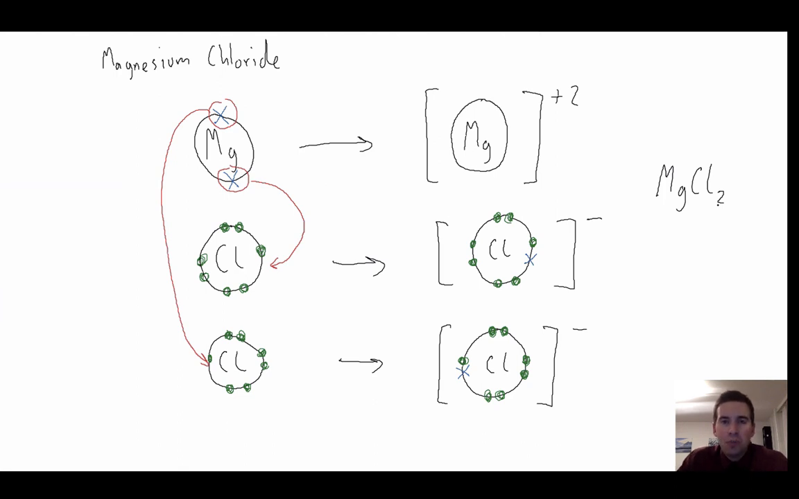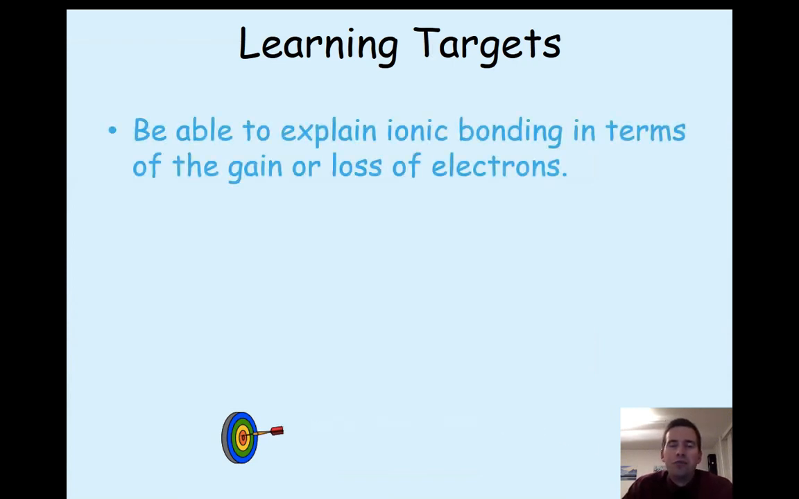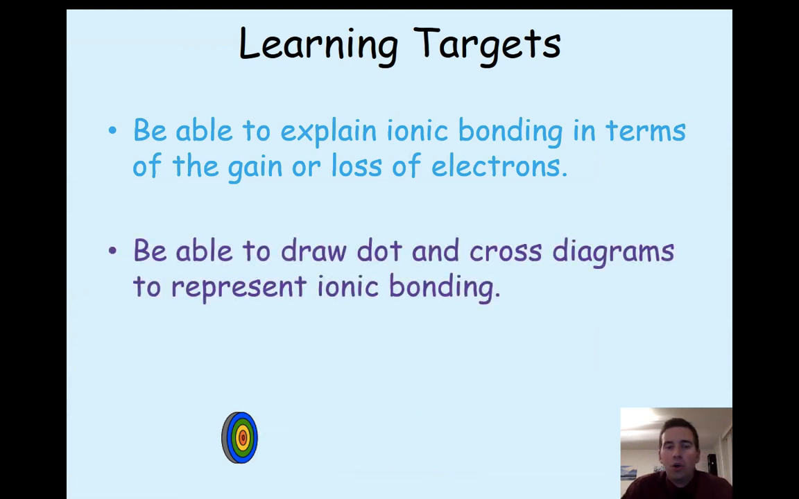So don't forget that some ionic compounds don't just have a 1:1 ratio. Most of them don't. So you need to think about how many electrons are either lost or gained, so that you can come up with the correct formula for ionic substances. So hopefully that was just a recap, and you've refamiliarized yourself with how to explain ionic bonding in terms of the gain or loss of electrons. And hopefully you can draw dot and cross diagrams to show the formation of ions and the subsequent ionic bonding. If you have any questions, make sure you write them down and ask me about them in class.